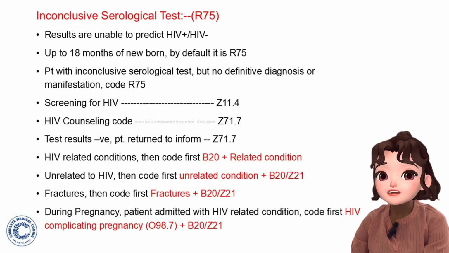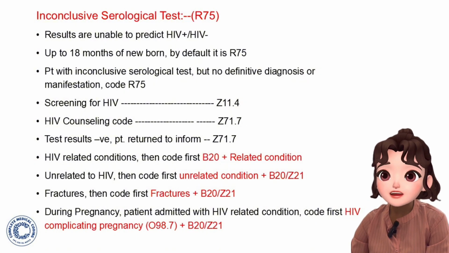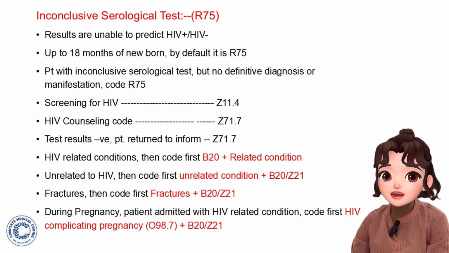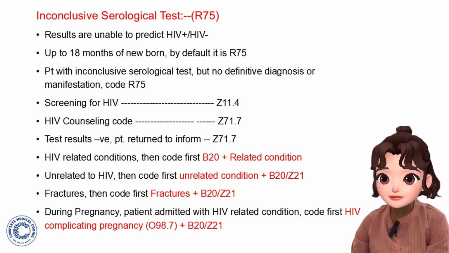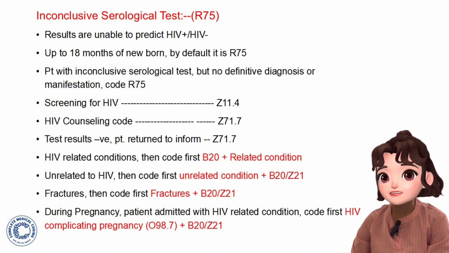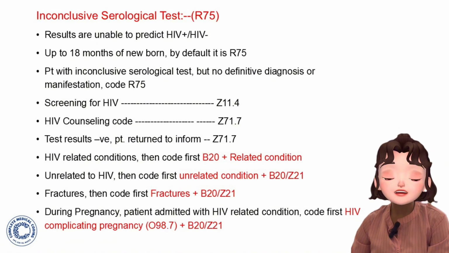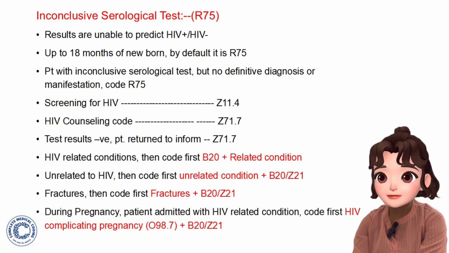Okay. Now, these are a few default codes. For screening of HIV, you have to code Z11.4. HIV counseling, code Z71.7, the counseling code. Test results are negative and the patient returned to be informed. The test results are negative, HIV is negative, but the patient returned to be informed. Still, you have to use the counseling code Z71.7.